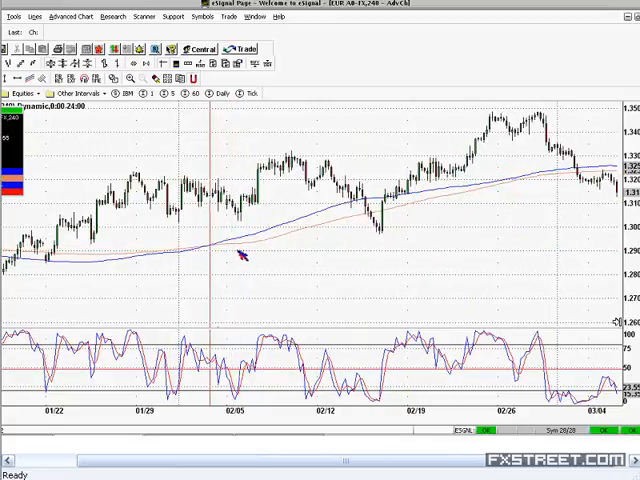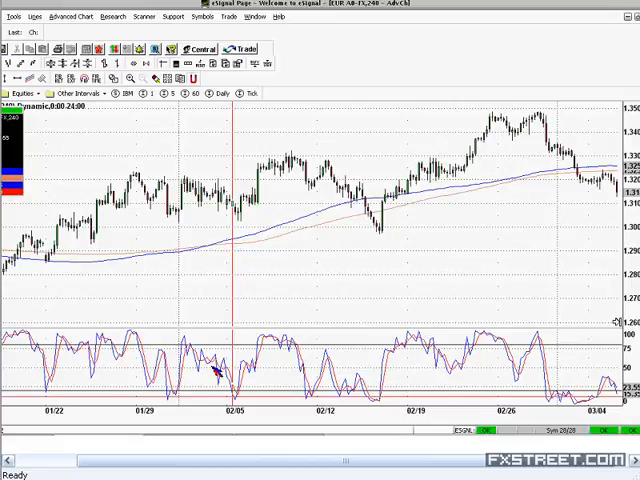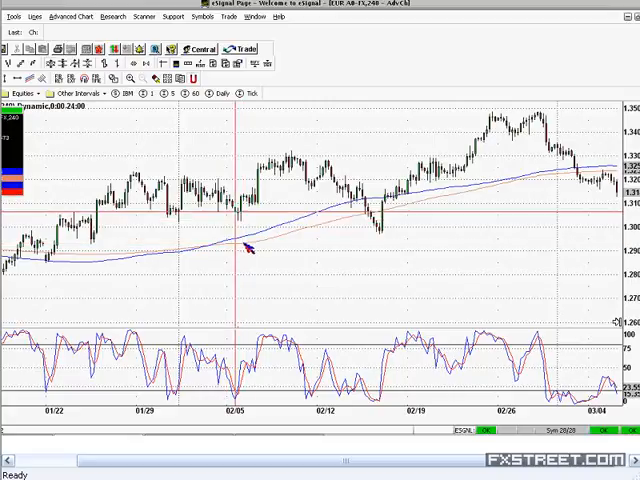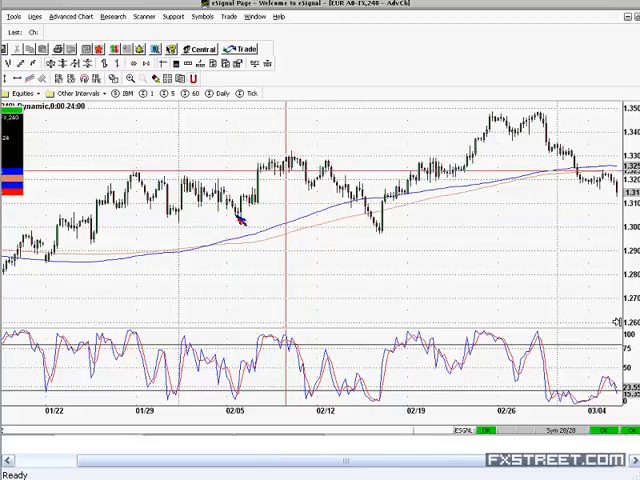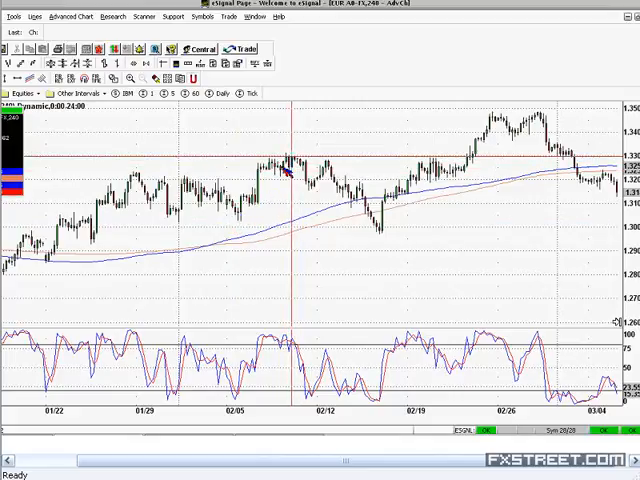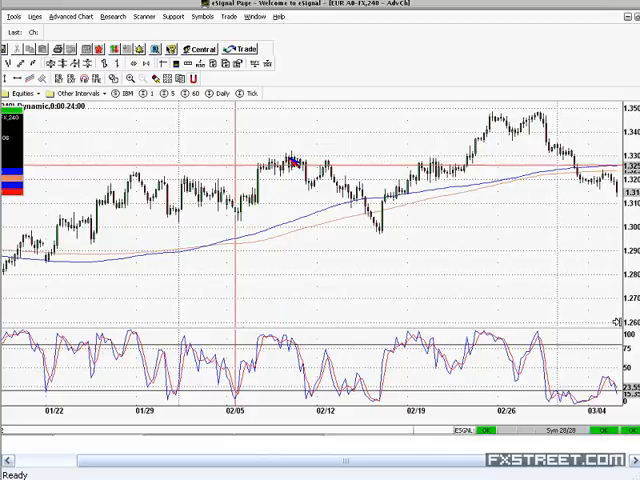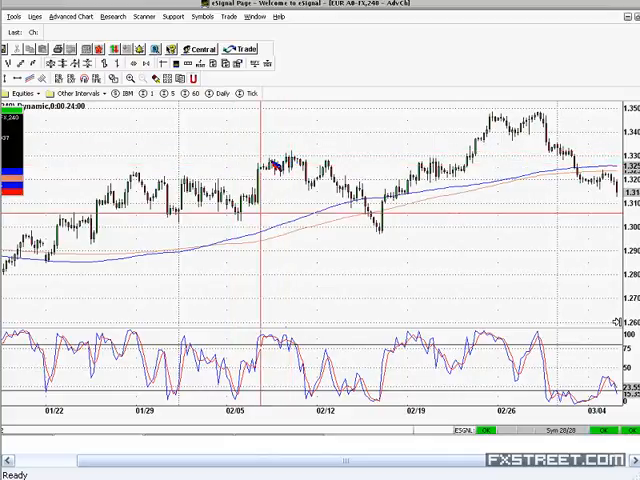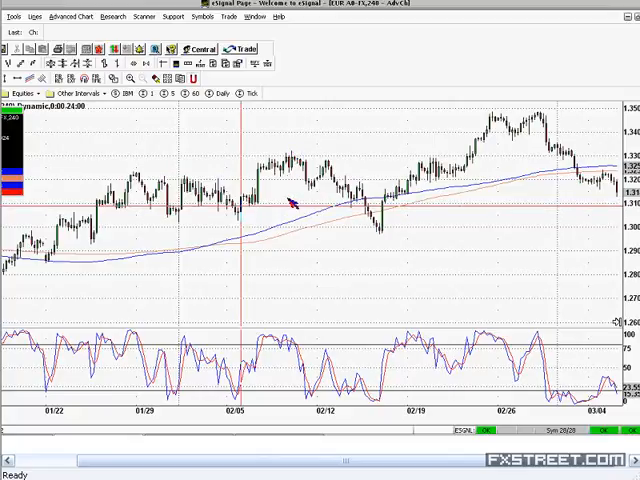Here we see that stochastics has moved from the mid-level down to oversold, and in this case we would have probably gone long the euro dollar at around 130.85 with a stop below the red line, which is the 150 simple moving average. And then you can see that it rose to a high of 133.20. So we would have entered somewhere around 130.85, and it rose as high as 133.20.